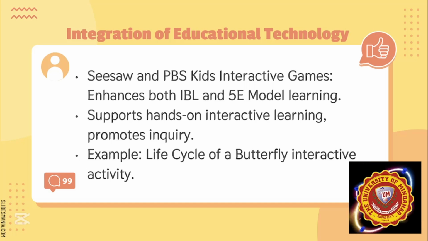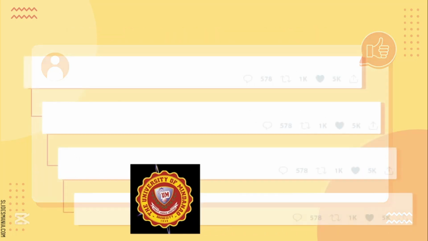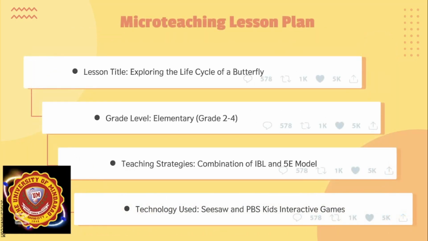Now, I have designed a micro-teaching lesson using the combination of IBL and the 5E model to teach elementary students about the life cycle of a butterfly. The grade level will be elementary, from grade 2 to grade 4. The teaching strategy will be inquiry-based and the 5E model, the combination of the two. The technology used will be Seesaw and PBS Kids interactive games.